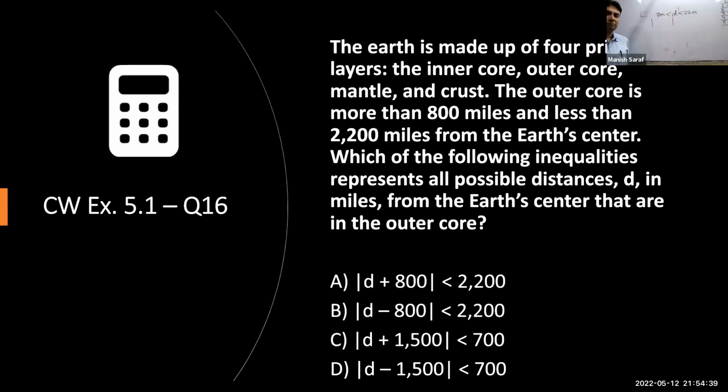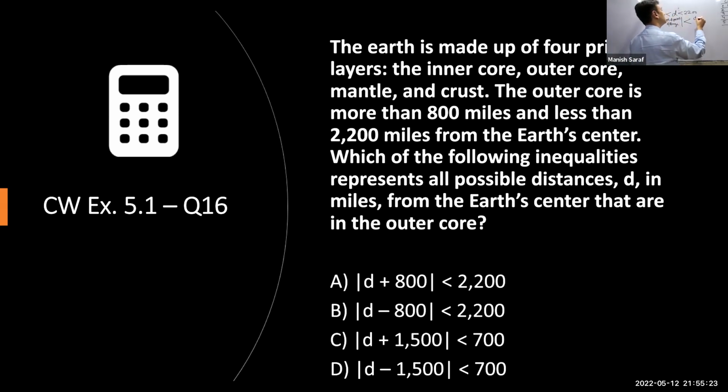Make two lines, which is mod. Write the variable here. In your case, what is the variable? Put a minus sign. Give the midpoint of the range. What is the midpoint of 800 and 2200? 1500. Put a less than sign because this is in between.